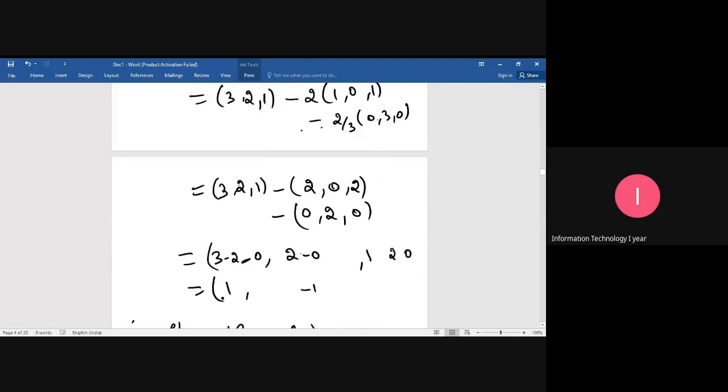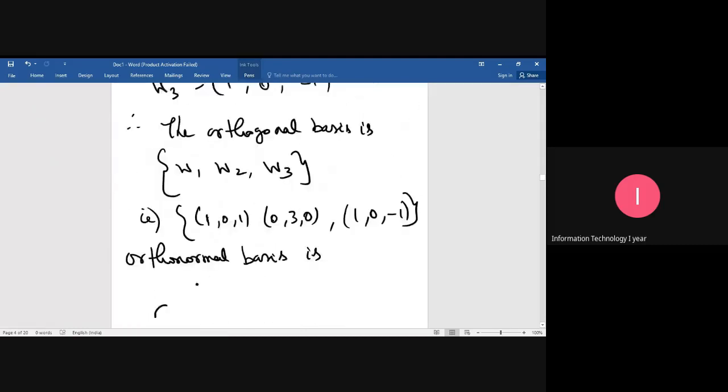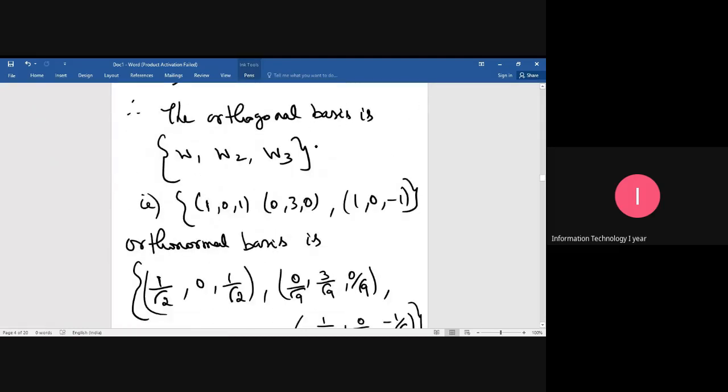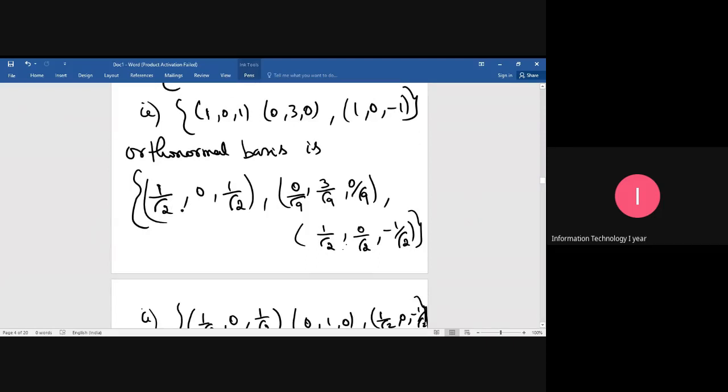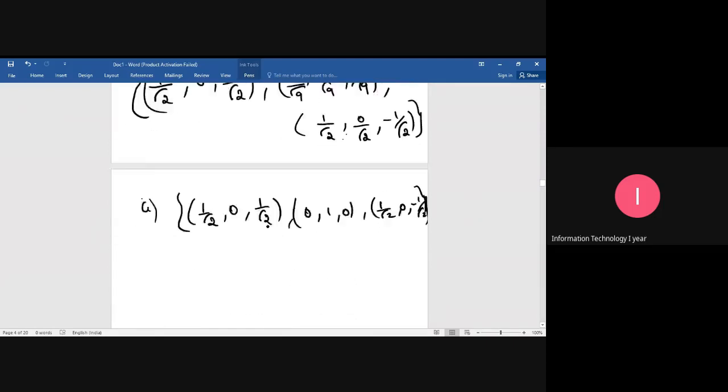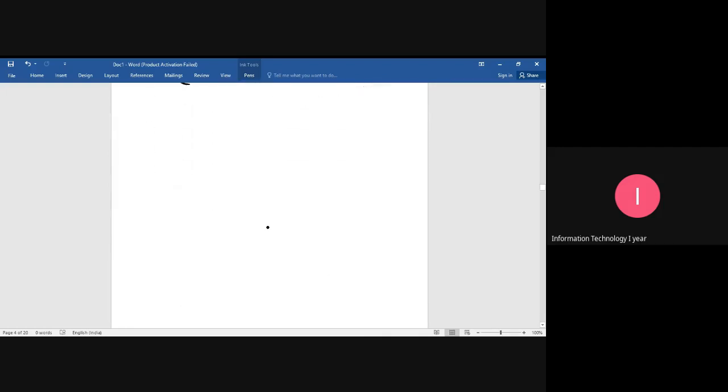After finding W3, write it: the orthogonal basis is W1, W2 and W3. What we have calculated now is the orthogonal basis. For an orthonormal basis, we take the same vectors and multiply each by 1 divided by the square root of the sum of squares of its elements. That is called an orthonormal basis. So let us do the next question.